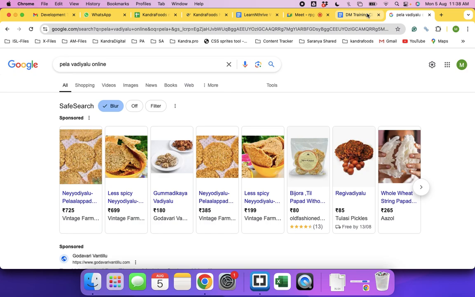My locations are Bangalore, include, Hyderabad, include, and then Chennai, include. Okay, so add group name, Appadalu products. So after this, there are only two steps left. One is selecting those products for which you want to show ads and adding negatives. Okay, so create campaign.